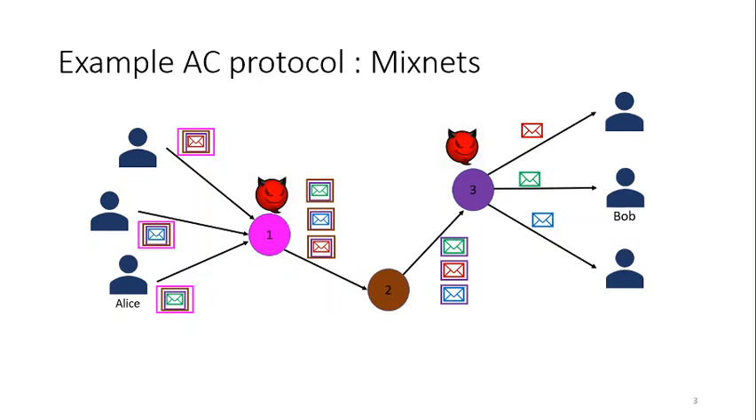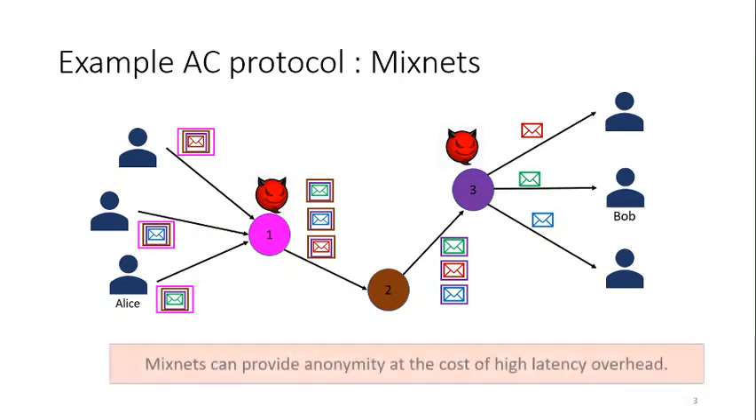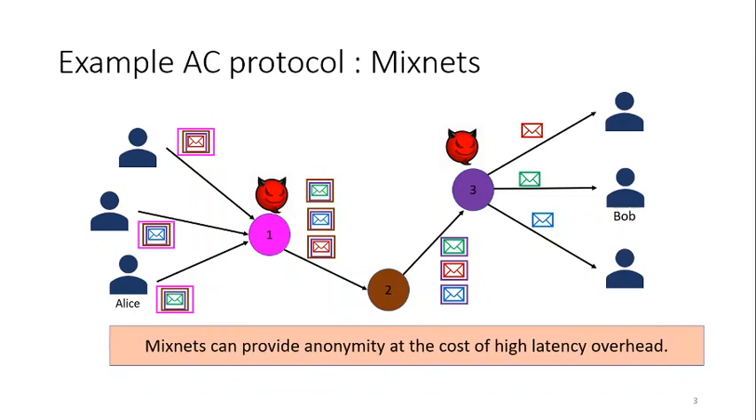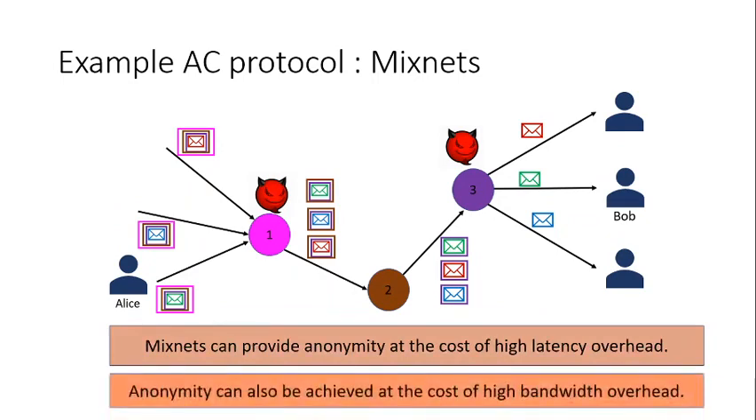However, this comes with the cost of latency overhead. Latency overhead in terms of the time node 1 waits to receive the threshold number of messages and the number of hops Alice's messages take to reach Bob. How can you reduce the latency overhead? Node 1 doesn't wait for a threshold number of messages and instead adds some dummy messages. However, that introduces bandwidth overhead. As protocol designers, we would love a protocol which provides good anonymity with low latency overhead and low bandwidth overhead.